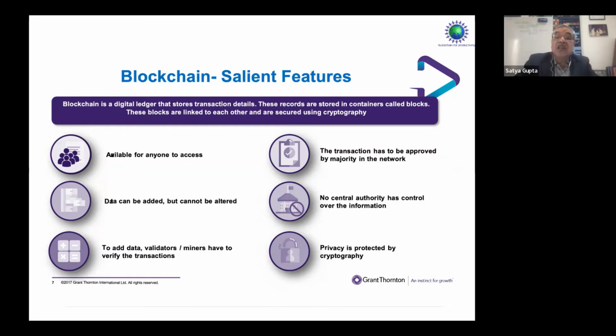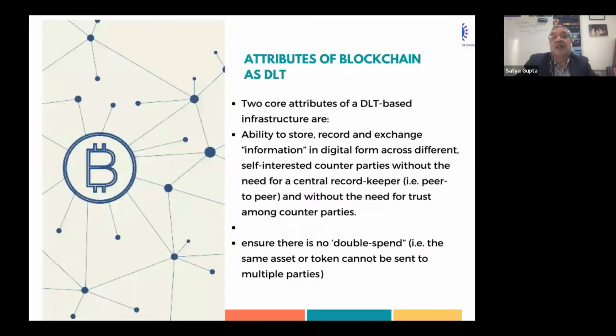No central authority has control over the information. And that is the key thing of the blockchain. It is peer-to-peer or one-to-one kind of thing, or one-to-many, but no central authority. These are the key characteristics of blockchain. So there is no middleman, no central authority. That is where the efficiency comes. And privacy is protected by cryptography, by using pseudonymity kind of thing. So these are some of the salient features of the blockchain.